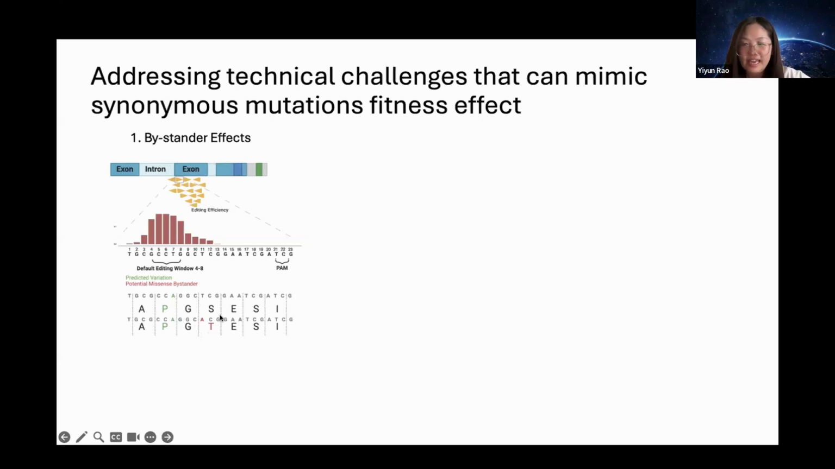To solve this, we take a wider 15 base pair window when we predict the consequences of sgRNAs. It covers the entire known editing efficiency distribution across the protospacer, and this allows us to be much more confident that our sgRNA is only making synonymous mutations and there are no bystanders.